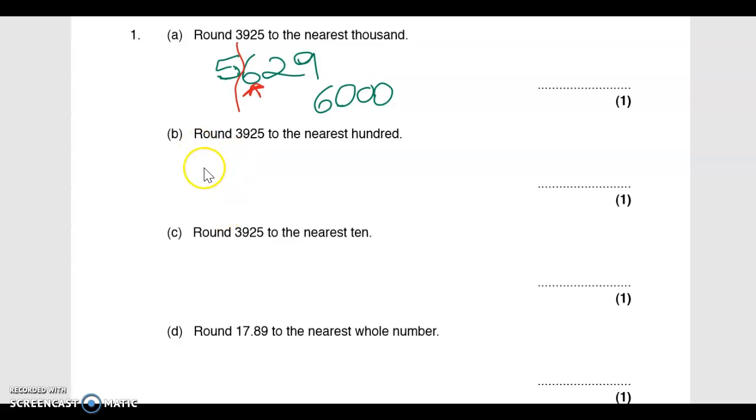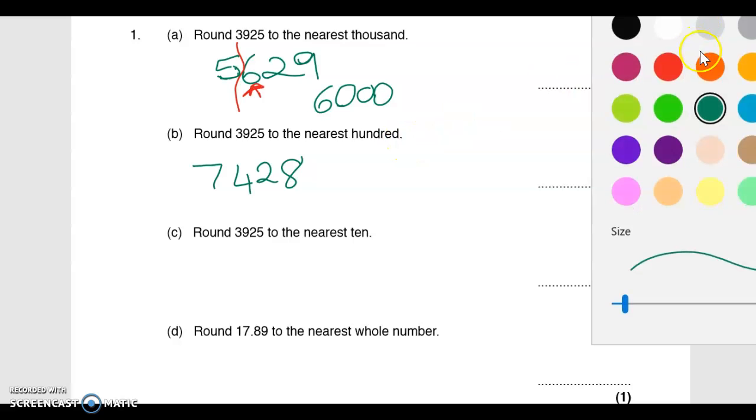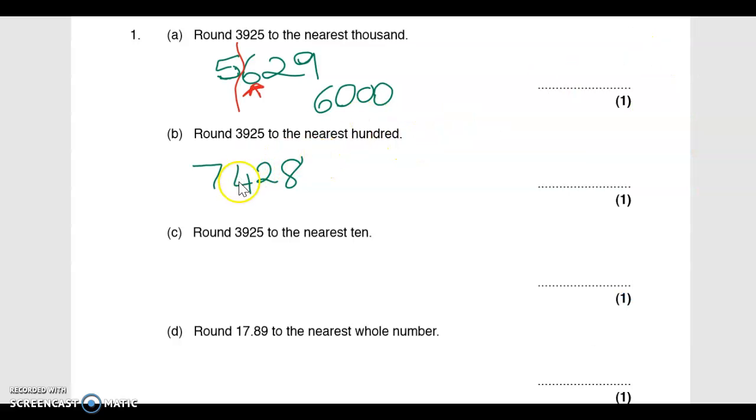Okay, let's do one where we're rounding to the nearest hundred. So let me pick another number: 7,428. This time I'm rounding to the nearest hundred, so I'm going to split it off after the hundreds. The 4 is the hundreds here, so I'm going to draw my line there.